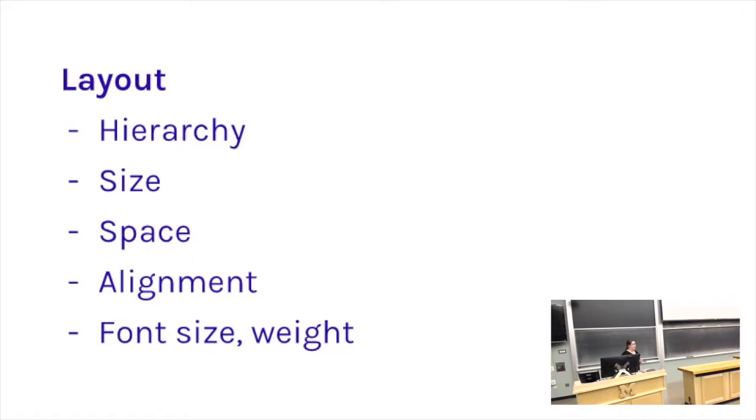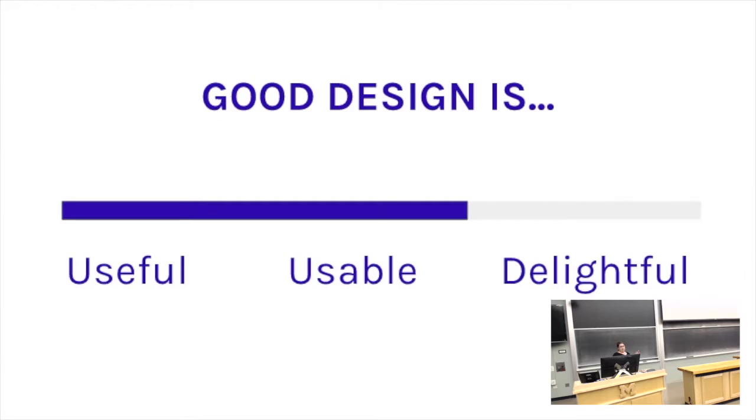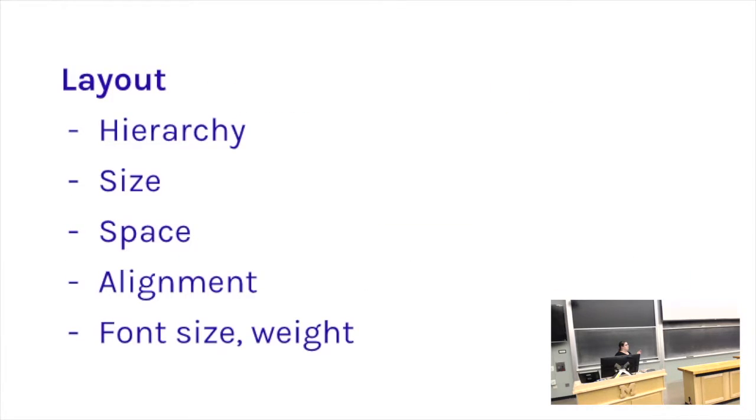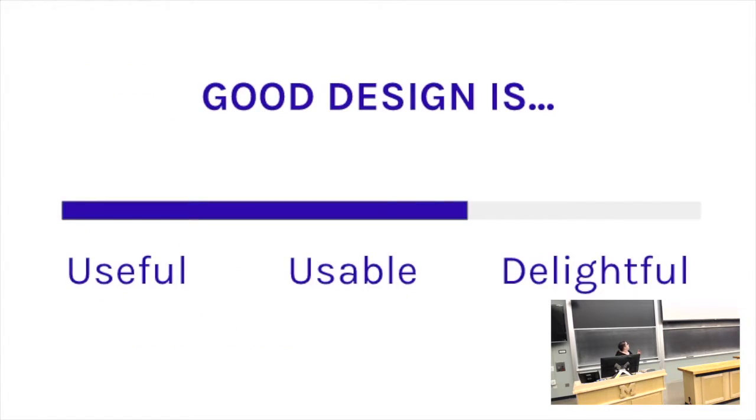All right, so just to go over a little bit what we went over last week, we really focused on layout and getting the actual right layout in place in your designs. So we went over hierarchy, size, space, alignment, and then also font size and weight. We're gonna hit on those things again today a little bit, but we're mostly gonna be focusing on color and type. So now we're finally getting into even more so the visual design part of your apps and your designs.